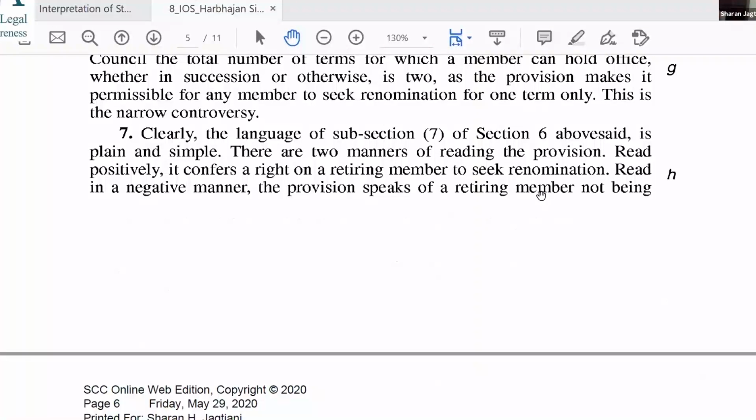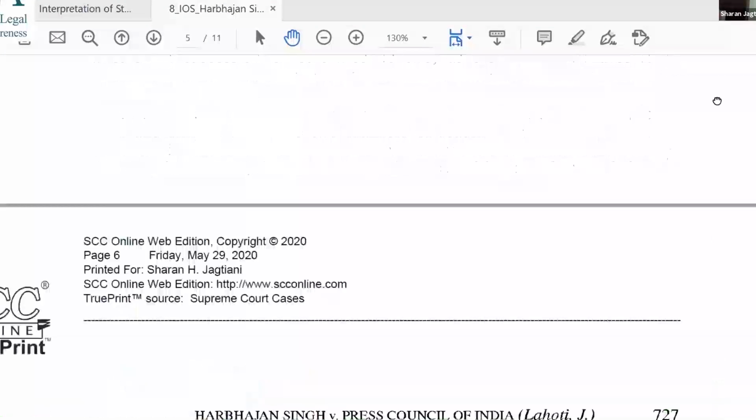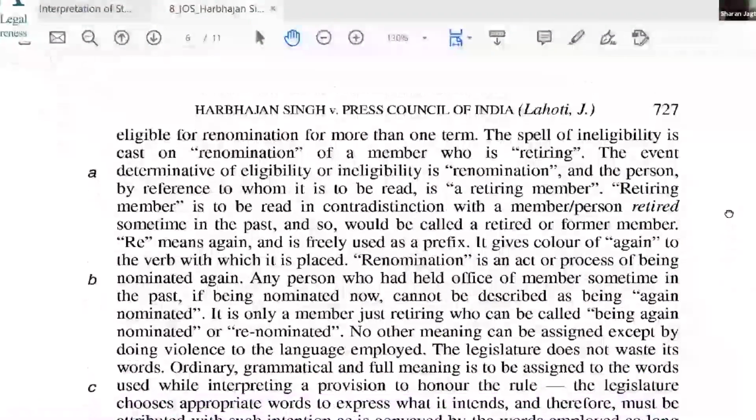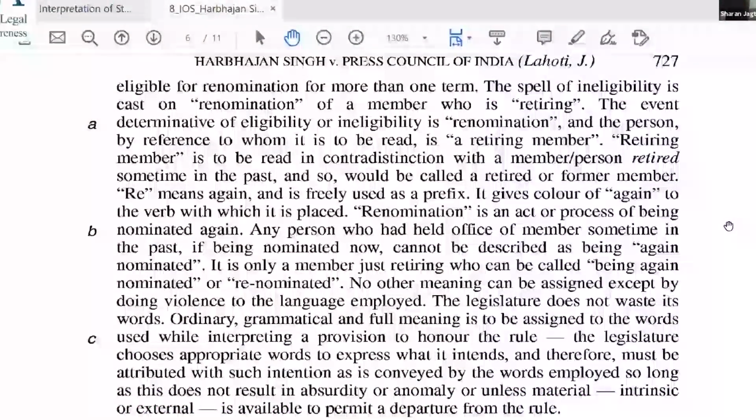Clearly, the language of subsection 7 above said is plain and simple. There are two manners of reading the provision. Read positively, it confers a right on a retiring member to seek renomination. Read in a negative manner, the provision speaks of a retiring member not being eligible for renomination for more than one term. The spell of ineligibility is cast on, quote unquote, renomination of a member who is retiring. The event determinative of eligibility or ineligibility is renomination, and the person by reference to whom it is to be read is a retiring member.